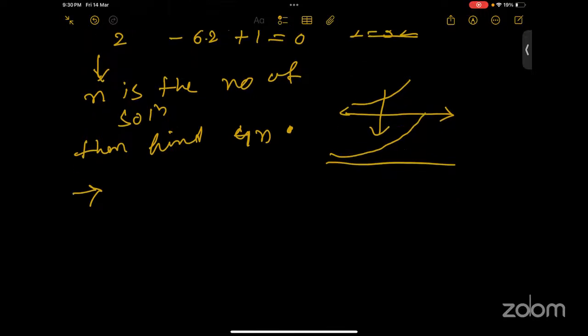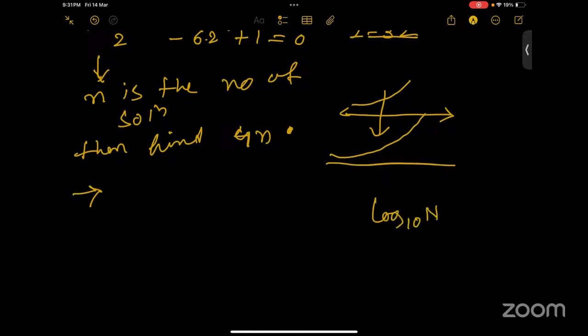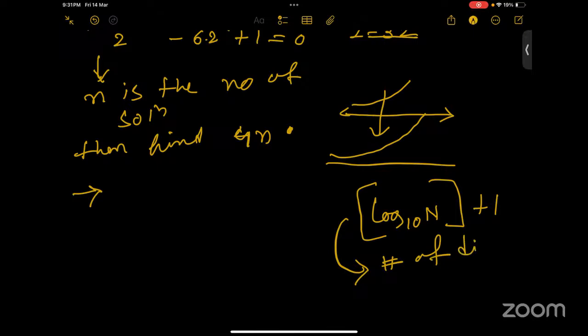Okay, so the formula is floor of log base 10 of n, plus 1, where n is the given number. That gives the number of digits in n. This is the formula, you can apply it to find this.